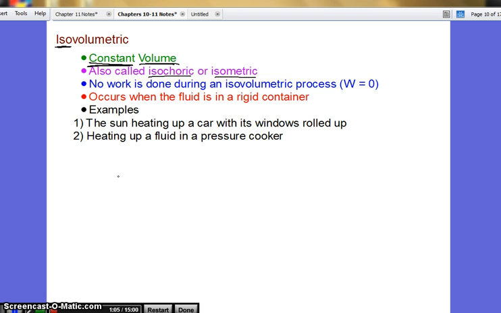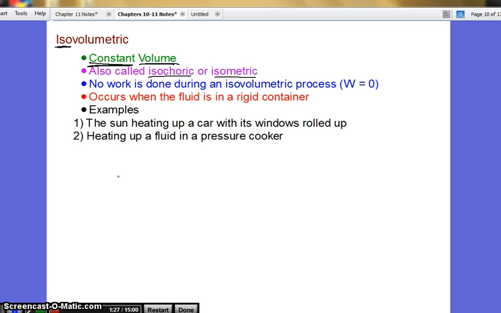So during this process, no work is done on or by the gas, or on or by the system. The reason no work is done is because if there is no change in volume, there is no movement. And in order for work to be done, there are 2 conditions. There must be a force and there must be movement. So no movement, no work.